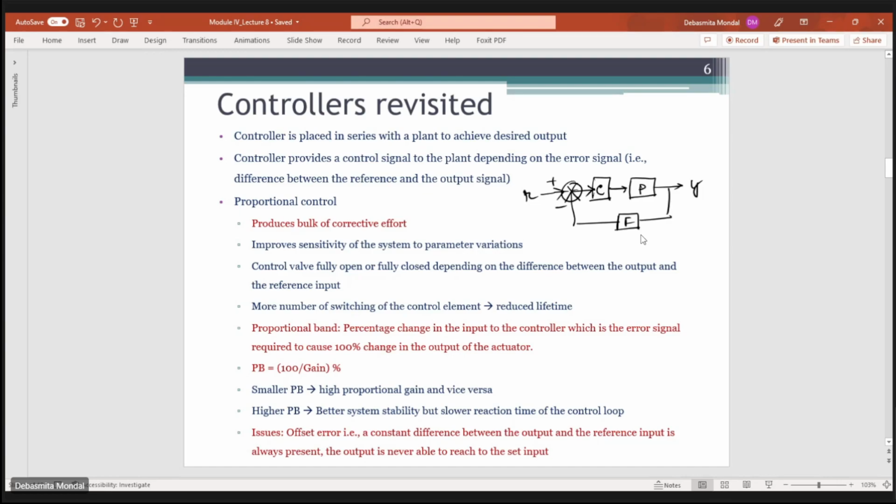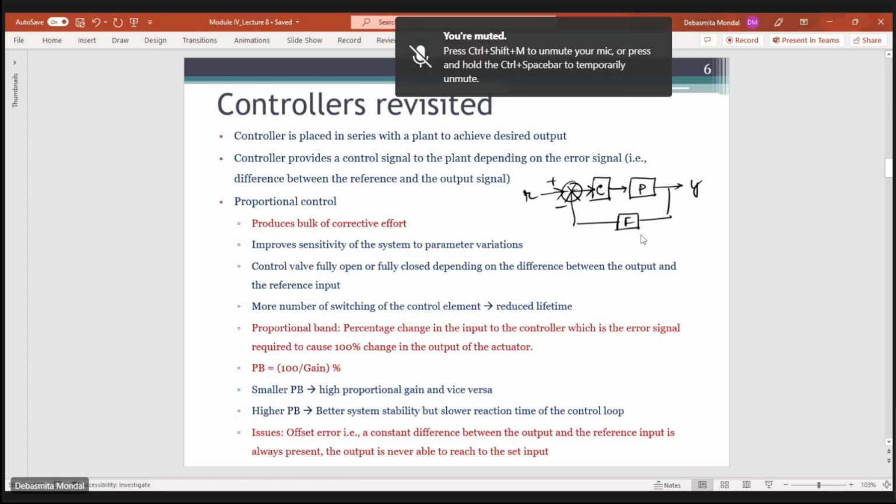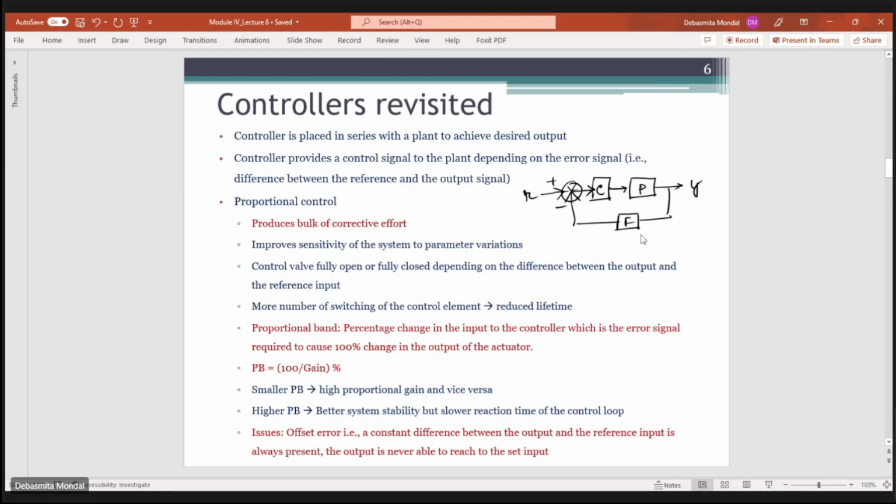Now there can be two kinds of proportional control. One can be the on-off control kind. So in that case, the control valve or the control element which is present will be either fully open or fully closed, depending on the difference between the output and the reference input. Okay, but the problem here is that since it is fully opening and fully closing, there will be multiple switchings of the control element. The moment you have multiple switchings, it will result in mechanical wear and tear, and as a result the lifetime of the control element would be reduced.